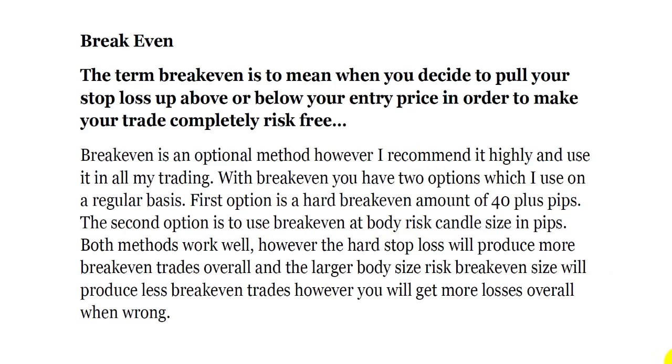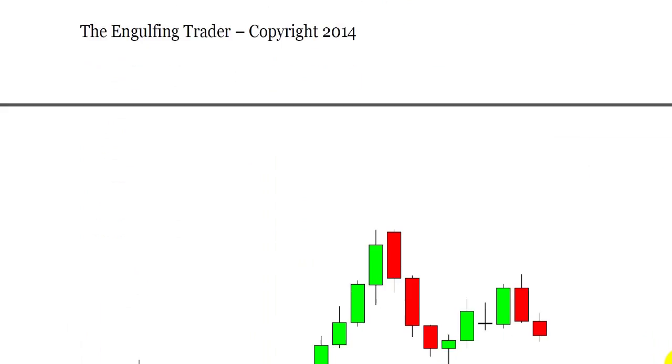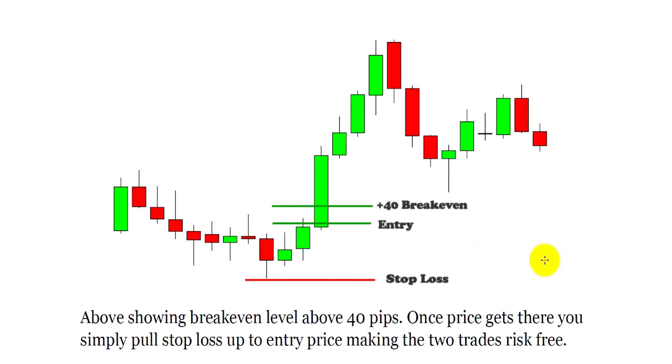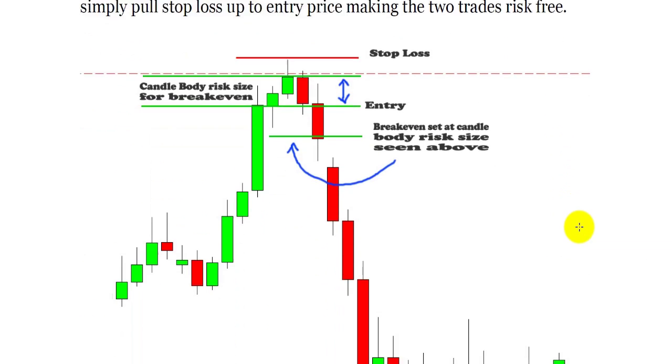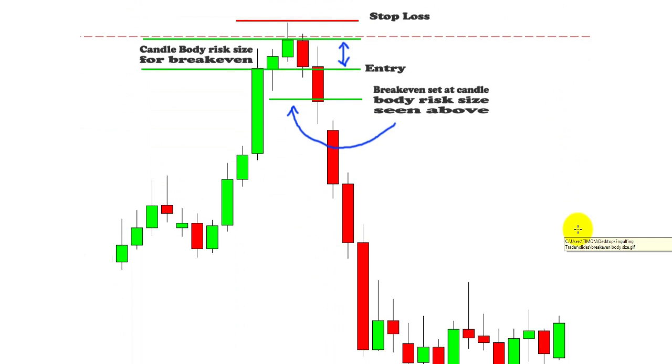Let's have a look at this as an example. Here's an example, right? You got the stop loss below, you got the entry above, and you got the 40 pip plus break even. Above showing break even level above 40 pips. Once price gets there, you simply pull your stop loss, which is this one, up to here, to entry price, making the two trades completely risk-free. And you notice I said two trades there because when we take a trade with our signals in the engulfing trader, I recommend taking two positions, and you'll see why.